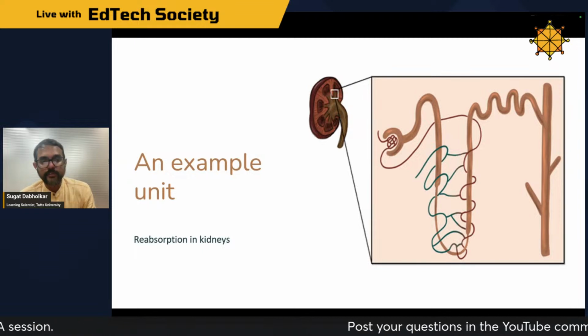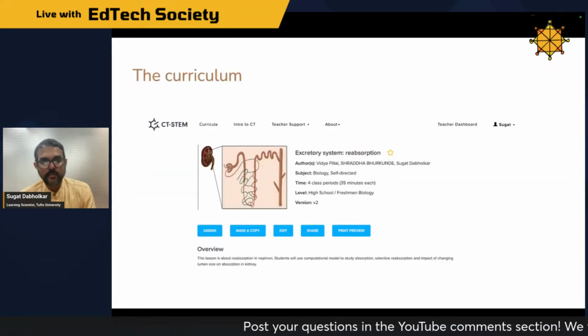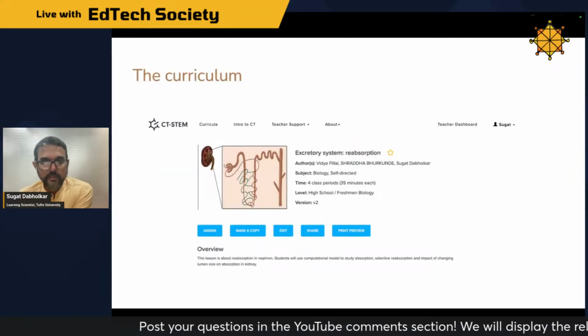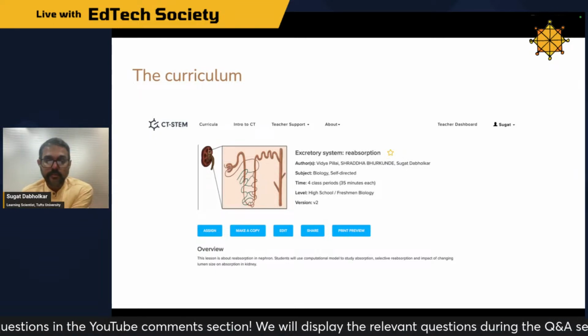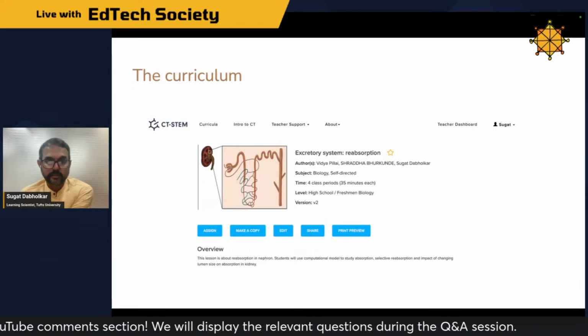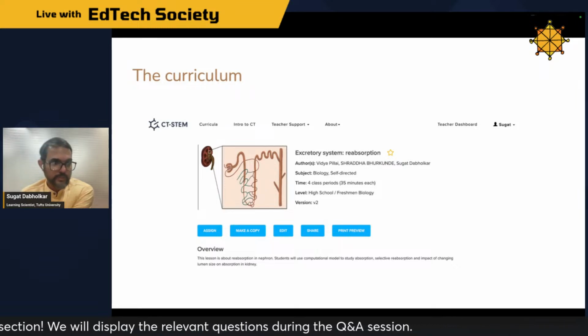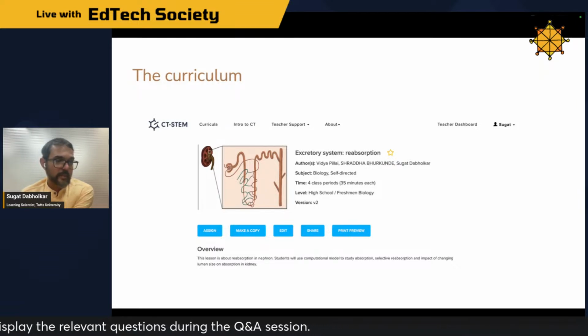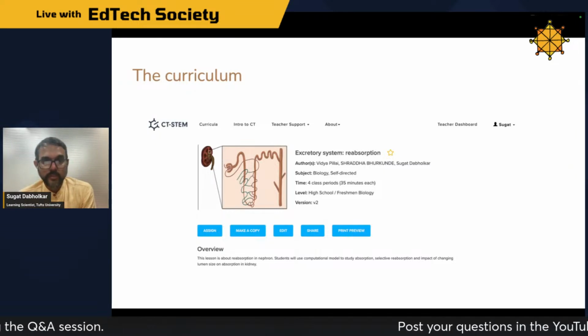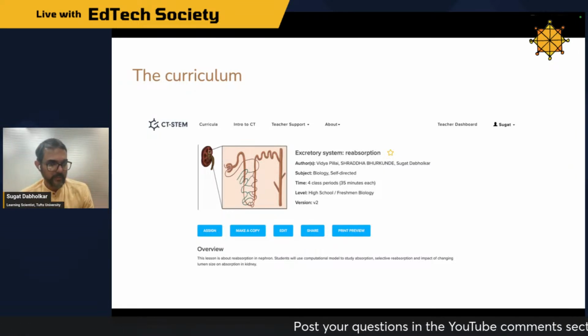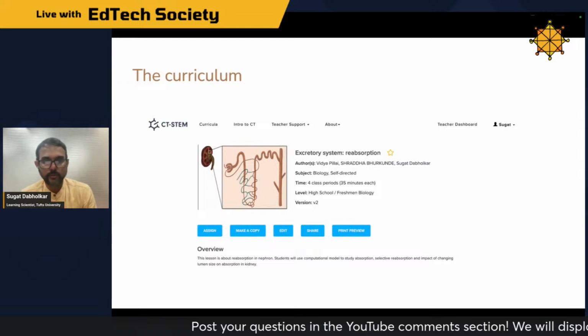This unit is about reabsorption in kidneys, and we designed it with a teacher whose name is Vidya Pillai, and Shraddha was an intern on this project, who is currently a very renowned science educator, and I was helping with the coding of the models.